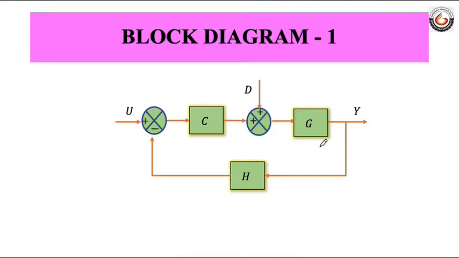This is my input U, which goes with a positive sign into my control system with transfer function C, and then we are adding a disturbance signal along with the control signal. Both we take as positive sign, and then we have the plant with transfer function G. We also have a feedback loop with transfer function H, and this is the output.